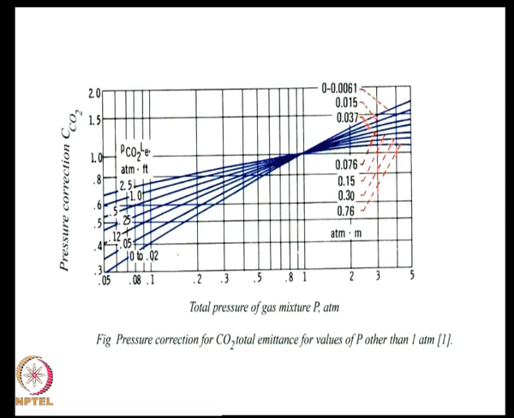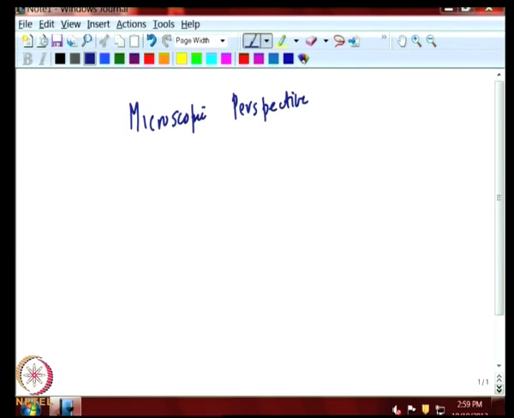Now, one of the challenges in dealing with radiation in furnaces is the problem of overlap between lines, between a line and another line. So, these are issues which you have to deal with when you want to deal with non-grey nature of medium.